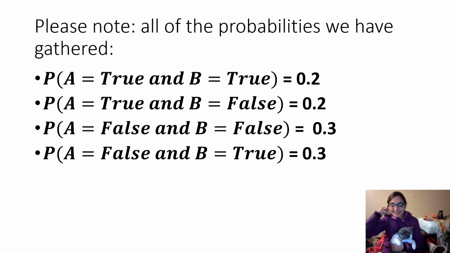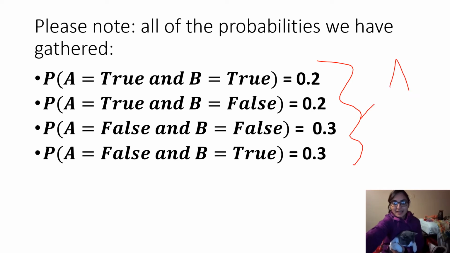Please note all the probabilities that we have gathered. So we know that the probability A is true and B is true is 20%. The probability A is true and B is false is 20%. The probability A is false and B is false is 30%. And the probability A is false and B is true is 30%. And if we add these all up together, they add up to 1.